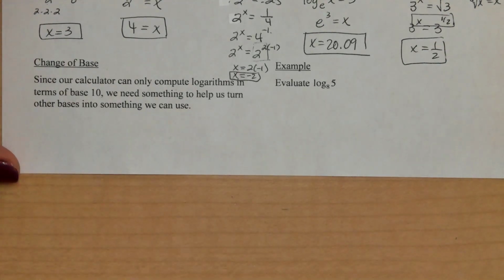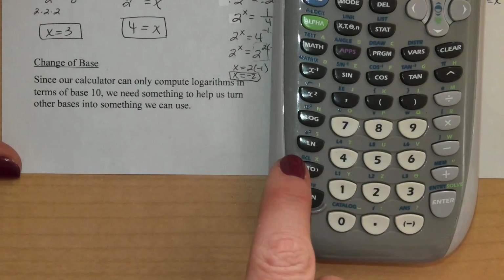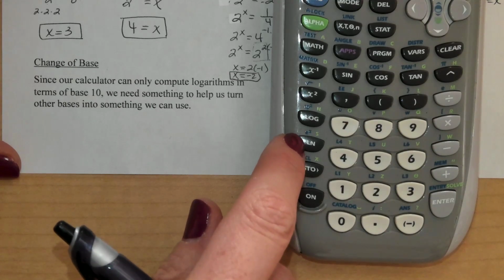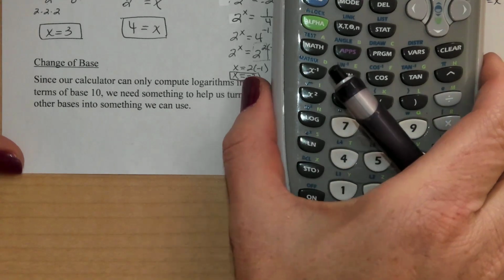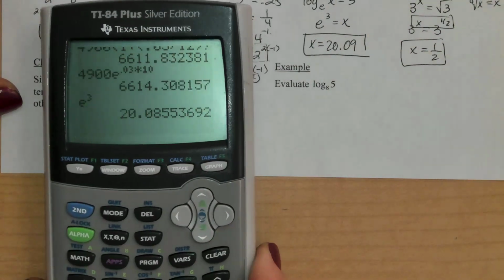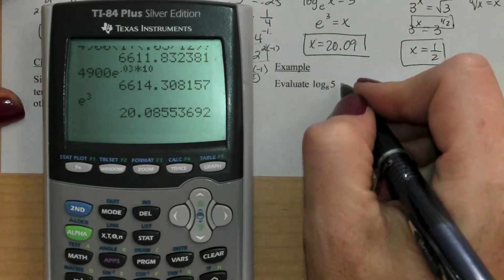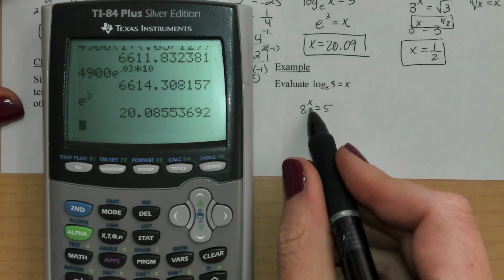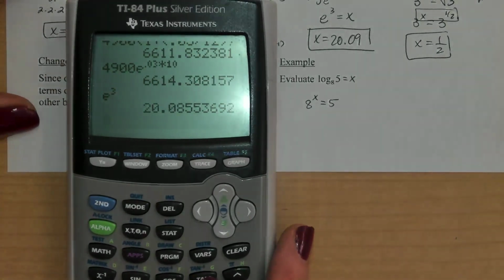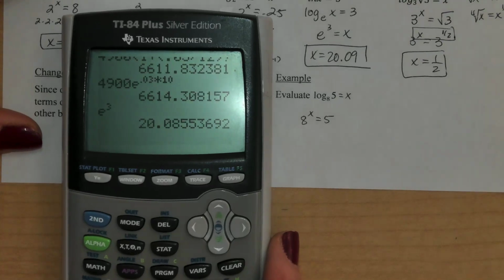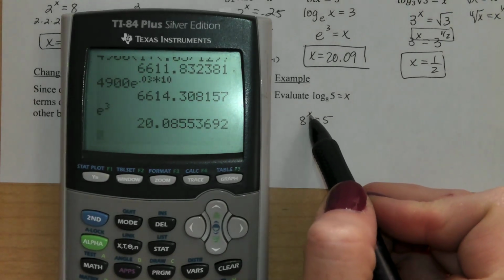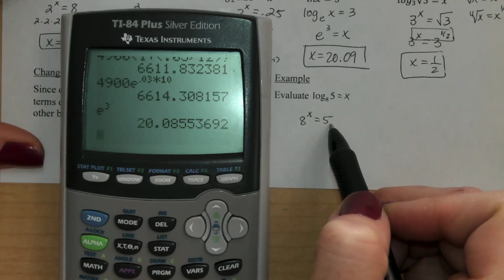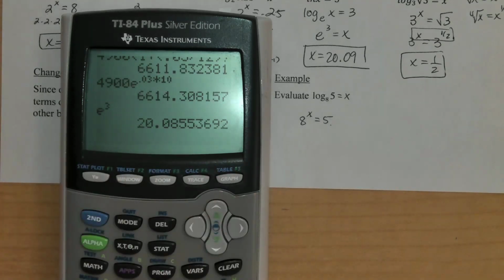One more to do is something called the change of base formula. Since our calculator can only compute logarithms in terms of base 10, and base e, so they can also do natural log, we need something to help us turn other bases into something we can use. So here I've got log base 8 of 5. Even if I were to set that equal to x and then say, well, I'll just switch it into exponents, I'm not sure what exponent that would need to be. What could I possibly raise that to that would turn this 8 into a 5? So it seems a little far-fetched. That's a little difficult for me to do.